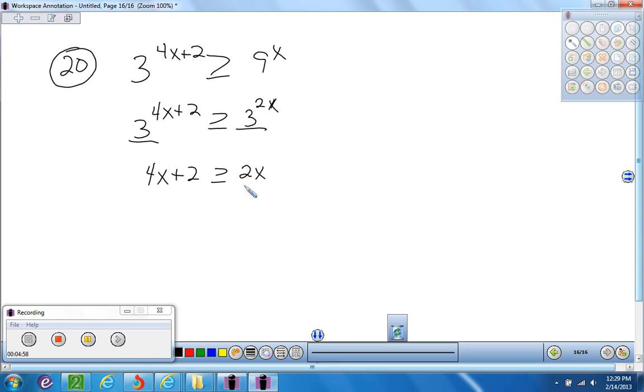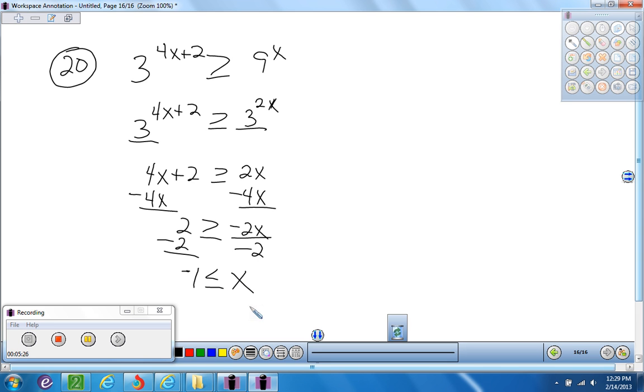Alright, so now I'm going to move 4x over. I'm subtracting, not multiplying or dividing by a negative, so I don't have to worry about reversing the inequality. I subtract here, and I get negative 2x. Divide both sides by negative 2. Now when I do that, I'm dividing by a negative, so I do have to reverse the inequality. I end up with negative 1 and x.